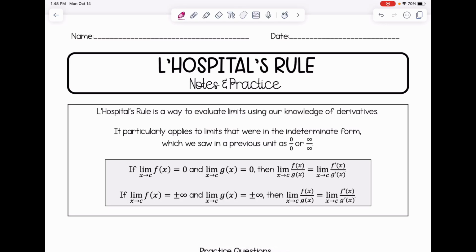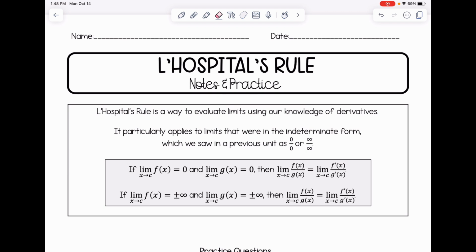In this video, we are going to be talking about a rule called L'Hopital's rule. L'Hopital's rule is a way to evaluate limits using our knowledge of derivatives. It particularly applies to limits that are in the indeterminate form, which we saw in a previous unit is when you get 0 over 0 or infinity over infinity.